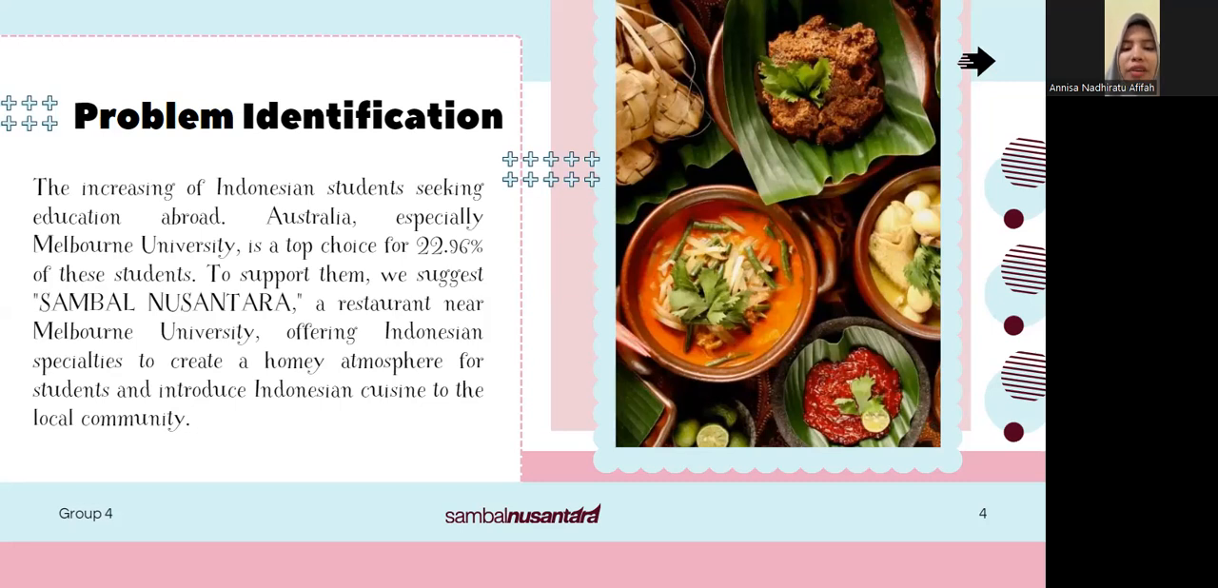So this is the background of the Sambal Nusantara restaurant, which aims to help Indonesian students who find it difficult to find Indonesian food when they are abroad, and also to introduce Indonesia to the Melbourne community, especially Melbourne University students, by establishing the restaurant Sambal Nusantara on Queen Street, Melbourne, VIC 3001. We chose the Melbourne campus environment. We hope that many students will have lunch with peace of mind because the menu suits the tongue of the archipelago. So we go to the next slide.